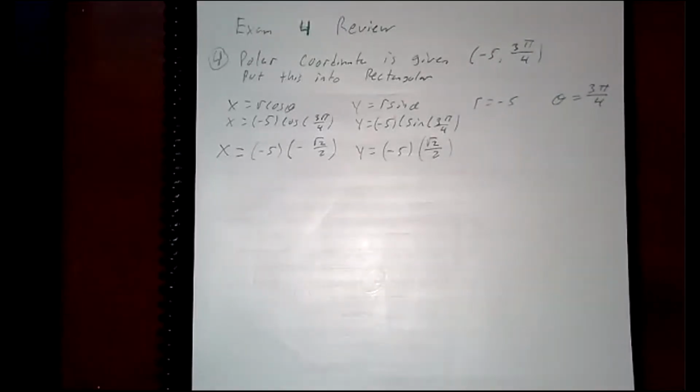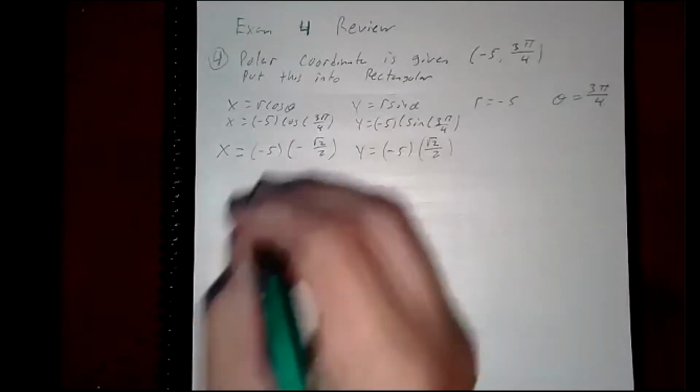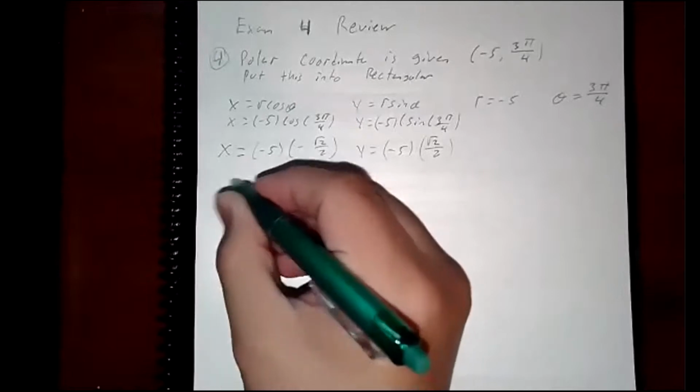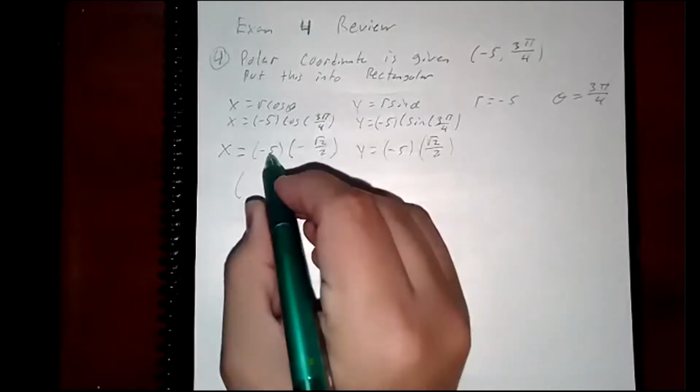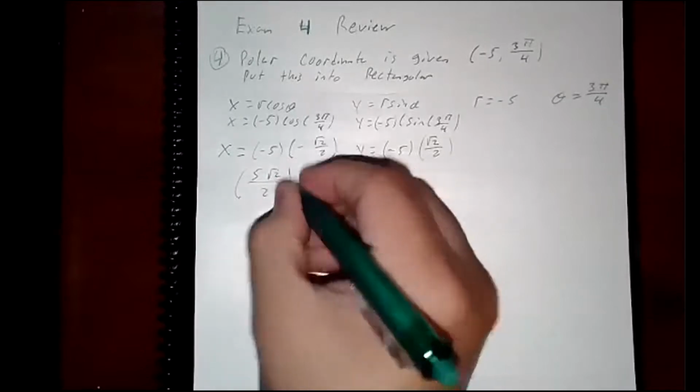Let's see how they wrote the answer in the question. Looks like, yeah. Negative times negative would give us the positive 5 root 2 over 2. And the other one will stay negative. So yeah, there it is. So finishing our answer, right? The Cartesian point would be, for the x value, 5 root 2 over 2, because the negatives will cancel.